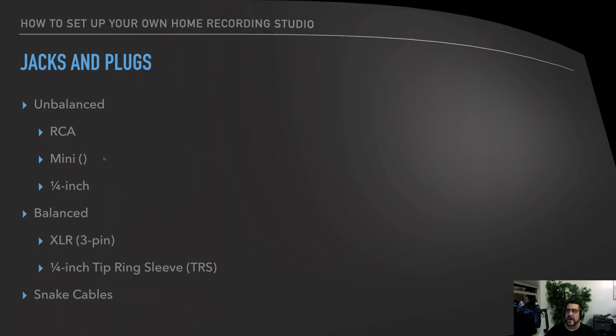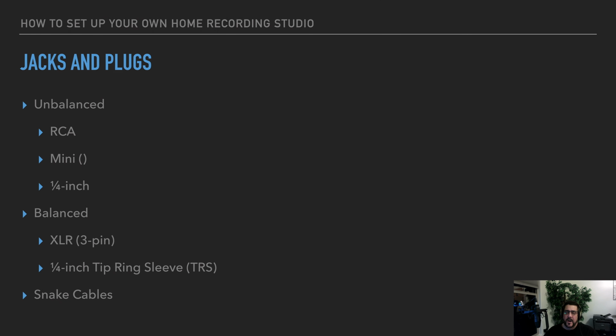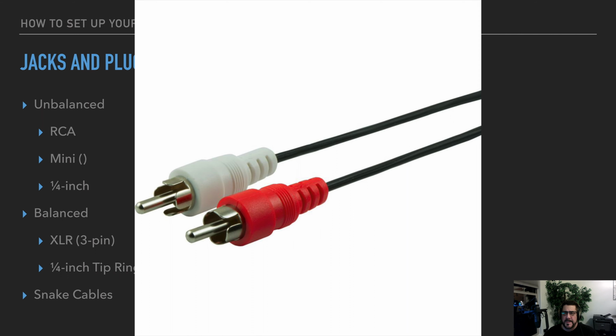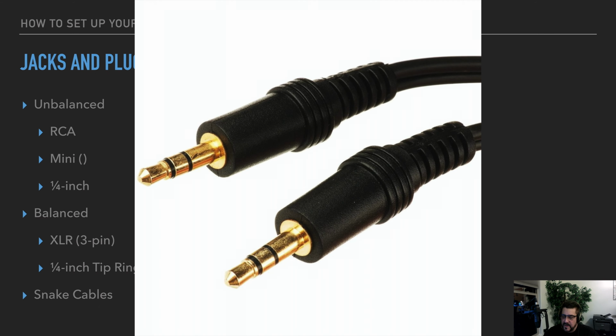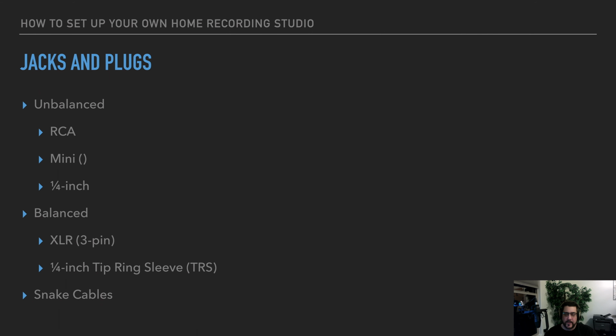Now let's talk about jacks and plugs and how we communicate audio. There are unbalanced audio connections. So RCA is an example. If you remember the red and white connectors that you used to connect your phonograph to, that's an example of RCA. It's unbalanced. There's a mini connector, and that's the small 8mm plug that you use for your miniature devices, or you used to use maybe for your iPod. And then there's a 1/4-inch jack, and an example of the 1/4-inch jack is something like this here. This is a 1/4-inch jack.